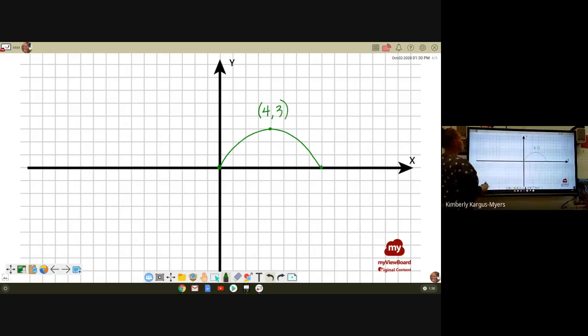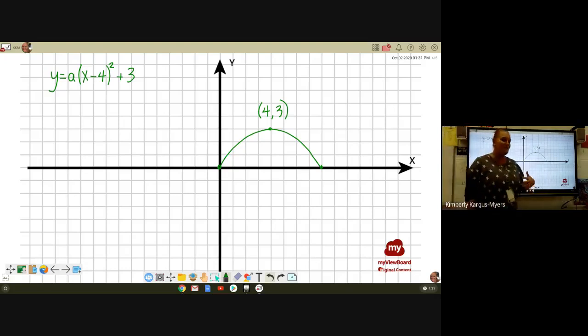If we put that into our general equation, y equals a, we're not sure, but we know it must be negative because it's upside down, times (x minus 4) squared plus 3. That's what we have so far. Then it asks, is your equation complete? Well, no, because we don't know what the a value is. All we know is it has to be negative because this is an upside down parabola. That's the best we know.